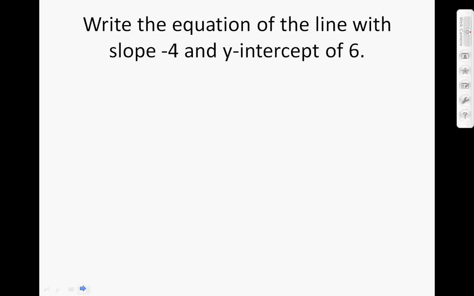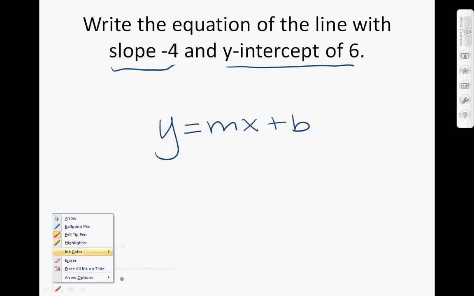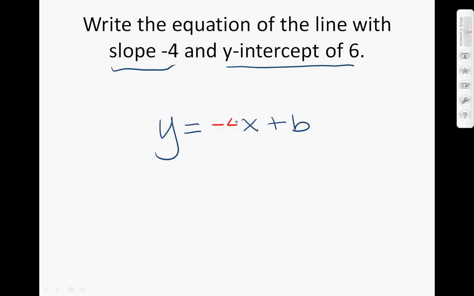Okay, here's one. I don't have the graph for you. You're more than welcome to graph it, but we can put this into an equation in slope-intercept form really easily because we're told what the slope is and we're told what the y-intercept is. So if y equals slope times x plus the y-intercept, I'm going to replace m with -4, and I can replace b with +6. And there you go. There's your equation in slope-intercept form.